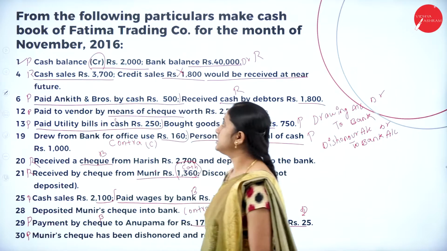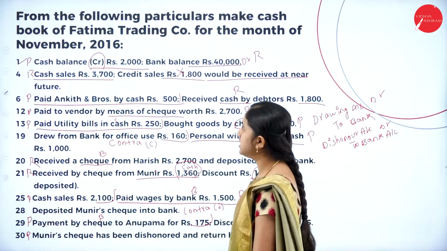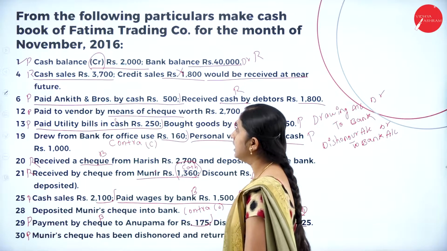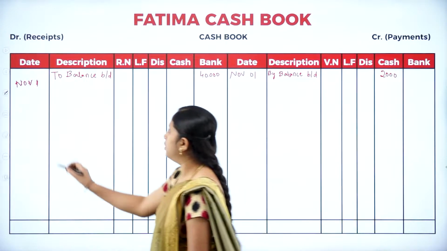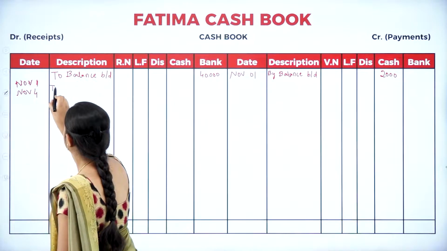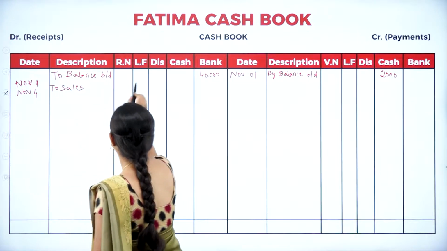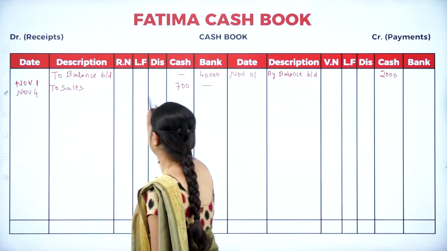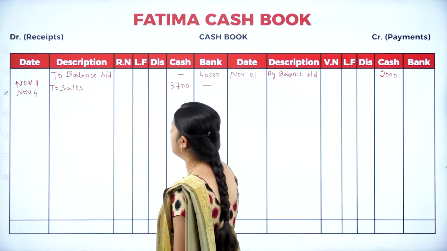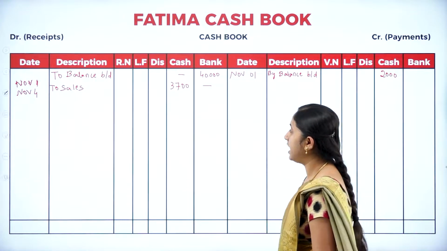Next, cash sales 3700. Receipt side, to sales 3700, amount in cash column. November 4th, to sales, amount in cash column 3700.